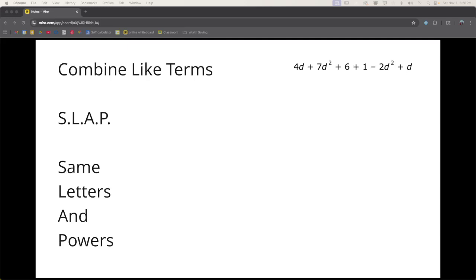Hello everyone and welcome back to another math video. Today we're going to be looking at how to add and subtract like terms. This is commonly referred to as combining like terms.